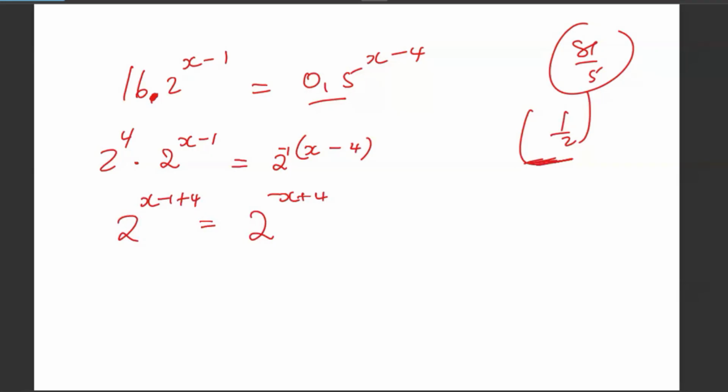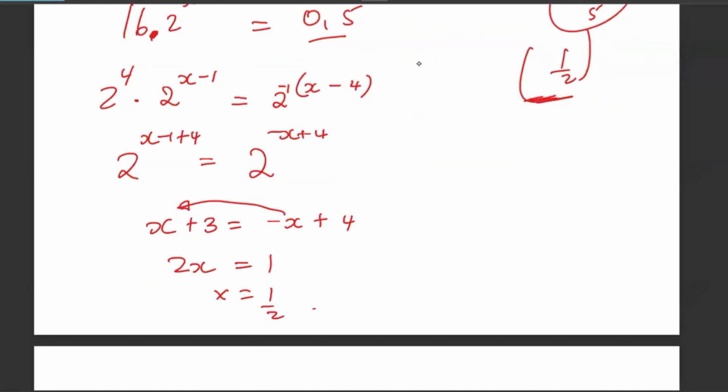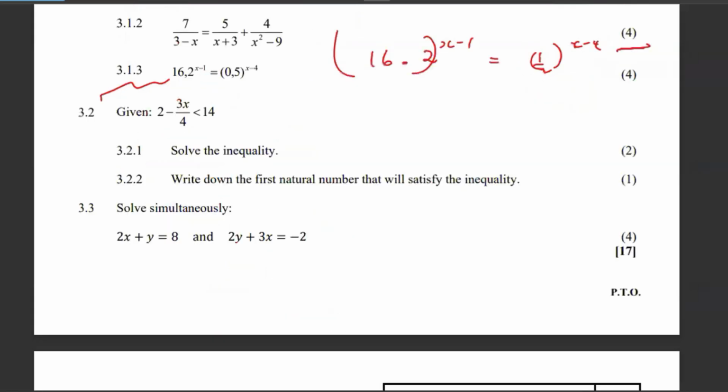Simplifying this, okay, let's drop the bases, no problem. That's going to be x plus 3 is equal to negative x plus 4. Let's move this on that side. We're going to have 2x is equal to 4 minus 3, which is 1, meaning that our x is a half. So this is the answer to that question. Okay.